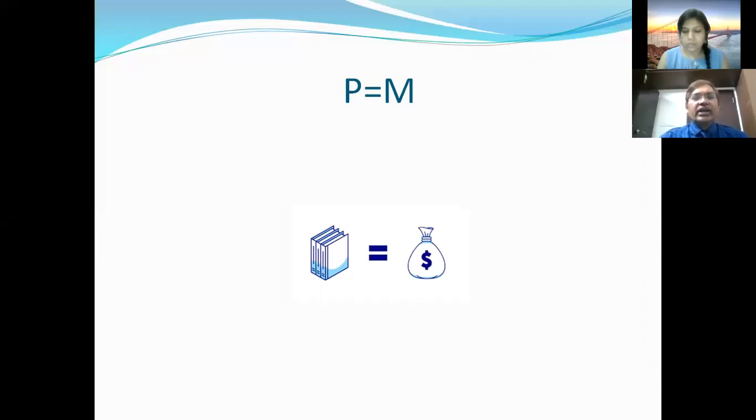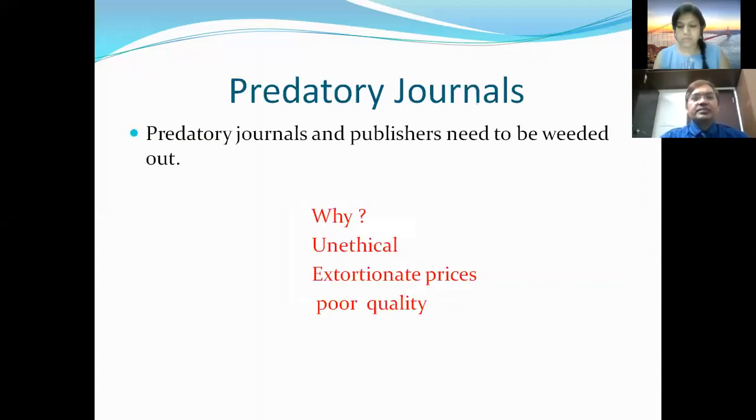So today's scenario equation is P is equal to M. That is, publication is equal to money. That is what is happening throughout the world. India is not an exception. Now we'll discuss predatory journals.